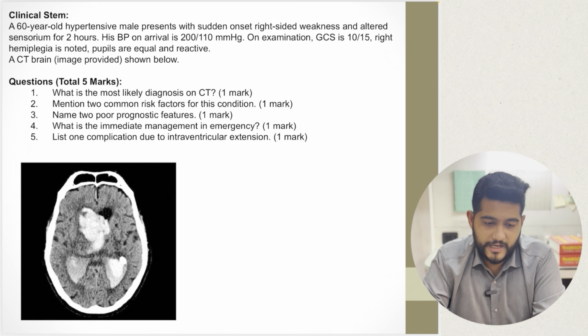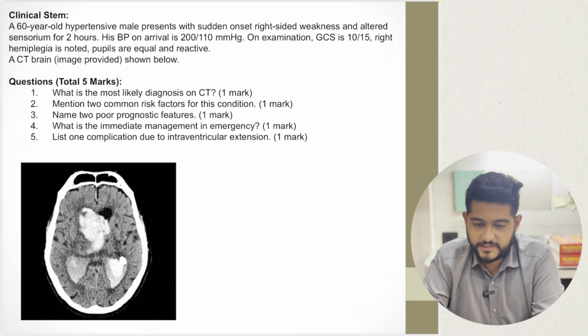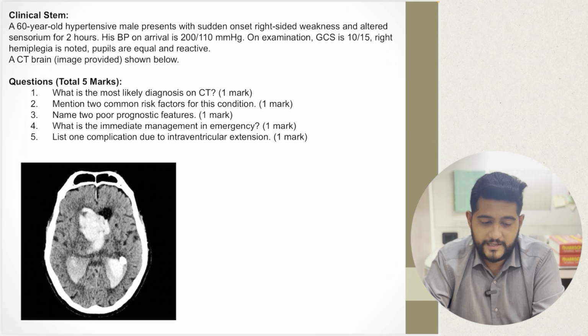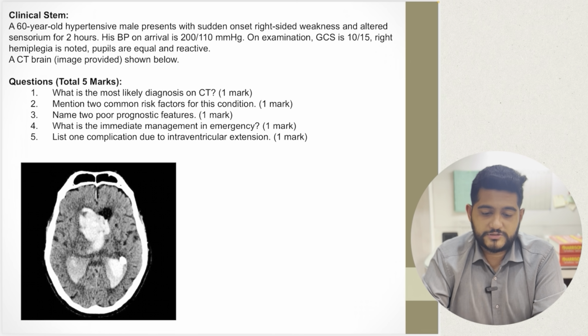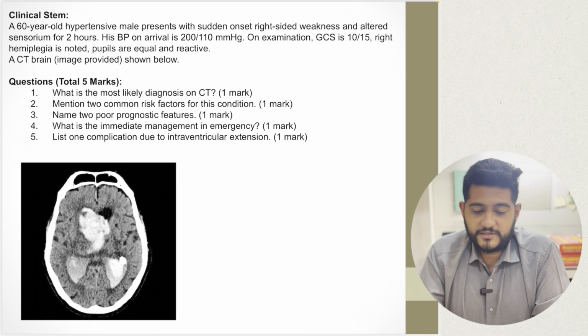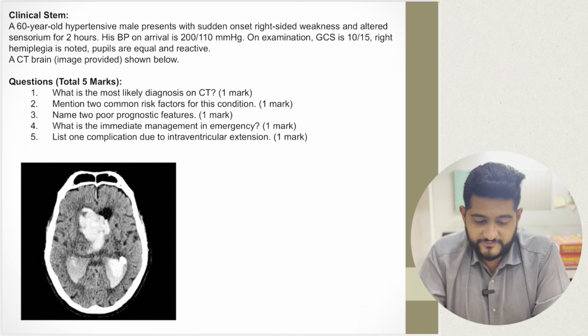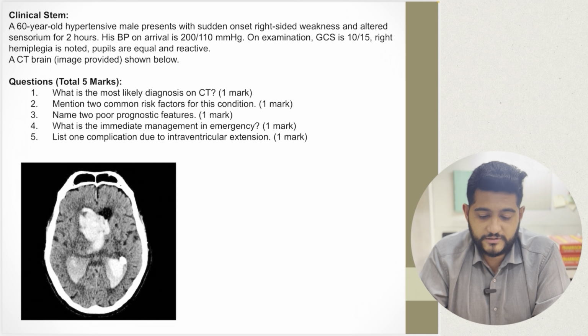Then a 60-year-old hypertensive male presents with sudden onset right-sided weakness and altered sensation for 2 hours. His BP on arrival is 200 by 110. On examination, GCS is 10 by 15. Right hemiplegia is noted. Pupils are equal and reactive. And a CT brain is given below. What is the most likely diagnosis on CT? Name 2 common risk factors for this condition, 2 poor prognostic features, immediate management, and 1 complication due to intraventricular extension.